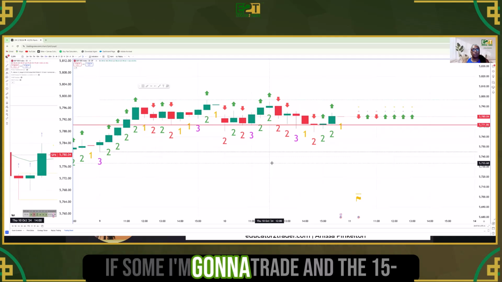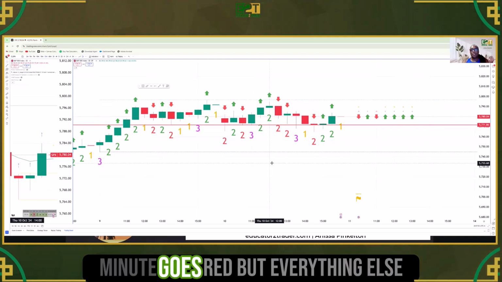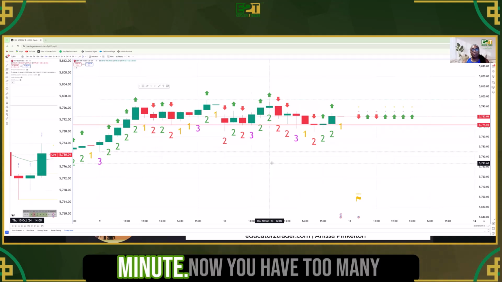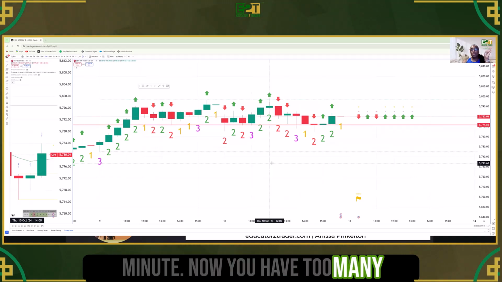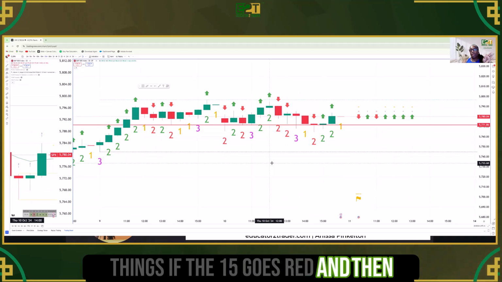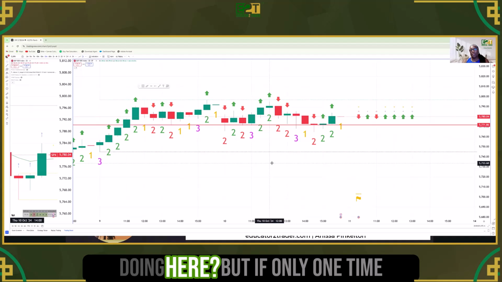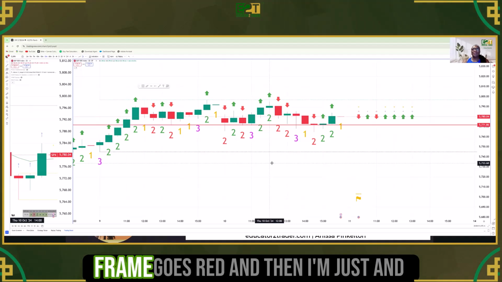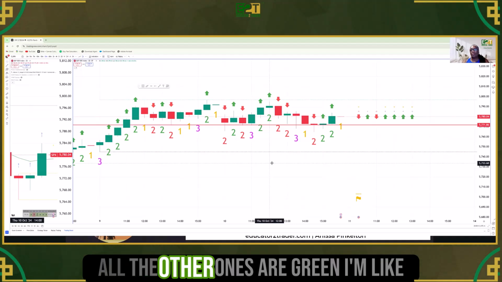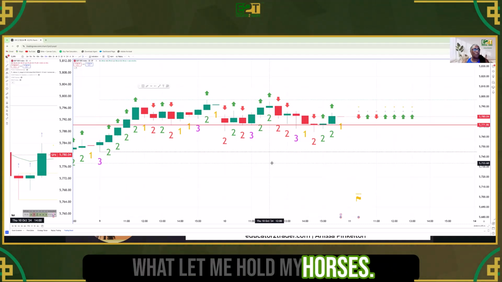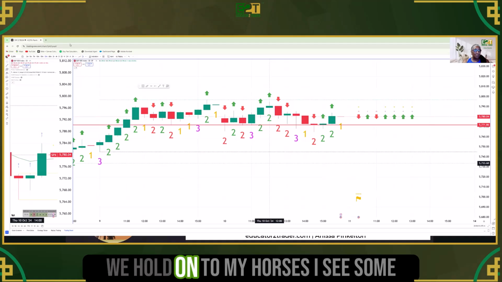Or if I'm in a trade and the 15-minute goes red, but everything else is green, I'm like, well, let me just give it a minute. Now, if too many things change, if the 15 goes red and then the 30 goes red and the hour goes red, I'm like, okay, well, what are we doing here? But if only one time frame goes red and all the other ones are green, I'm like, well, we're still green. Let me hold on to my horses.